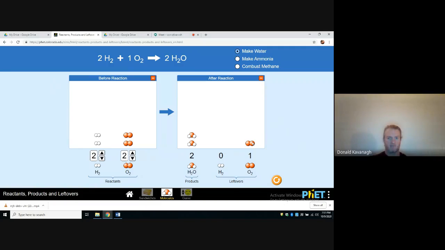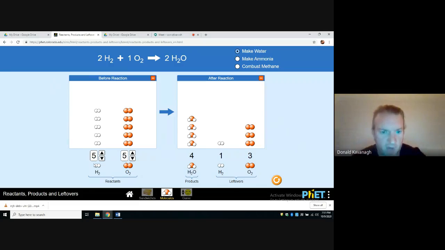gas. Let's make this 5-to-5, like our bread to cheese example. So we have an equal amount of both right here. All right. We have potentially 4 water molecules being made. And look what we have over here in leftovers.